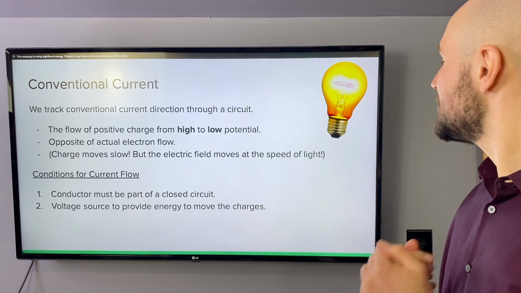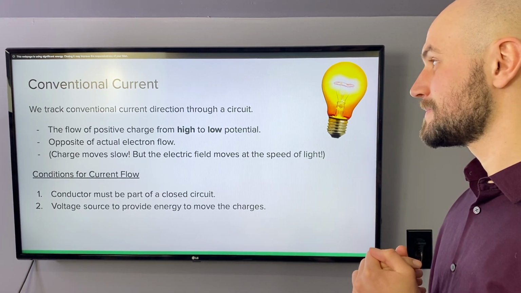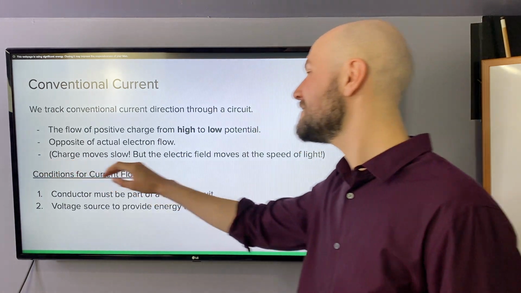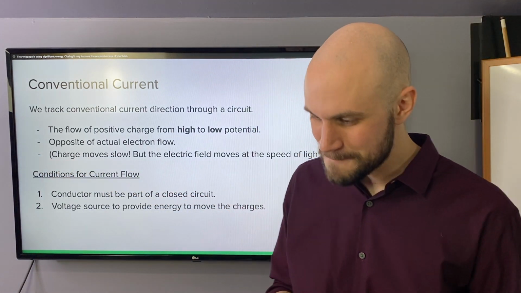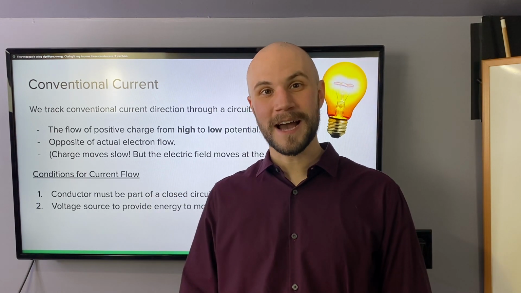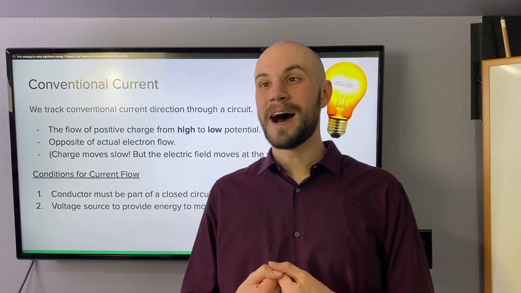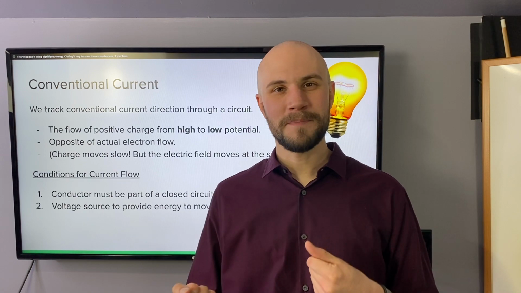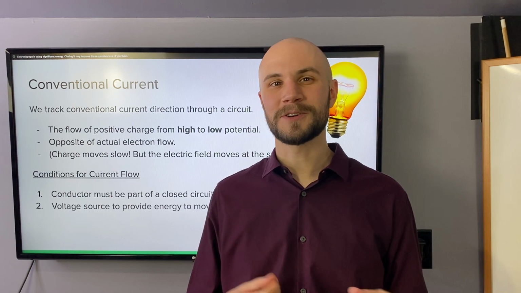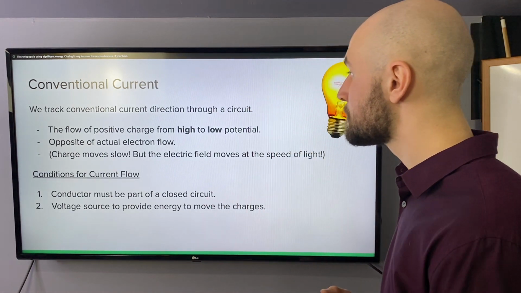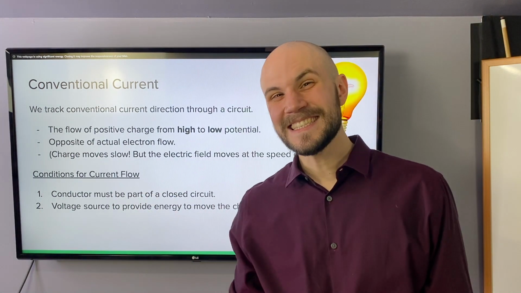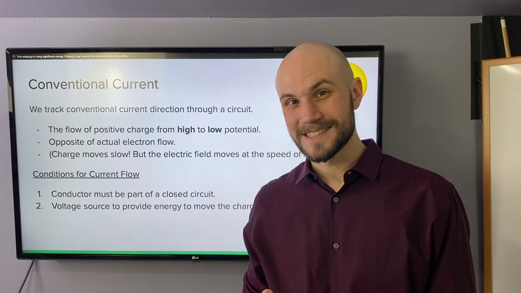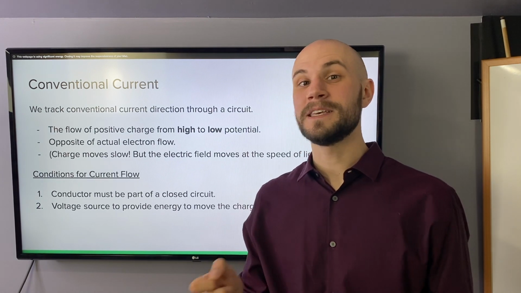Now, what's really interesting about circuits is the charges inside of the circuit move really slowly. So when you flip the switch in your house and the lights immediately come on, how could that be? If the charges really do move slowly in a circuit, why do things happen instantaneously? Well, charges in a circuit, believe it or not, move less than a millimeter per second. Those electrons are really not moving quickly at all.